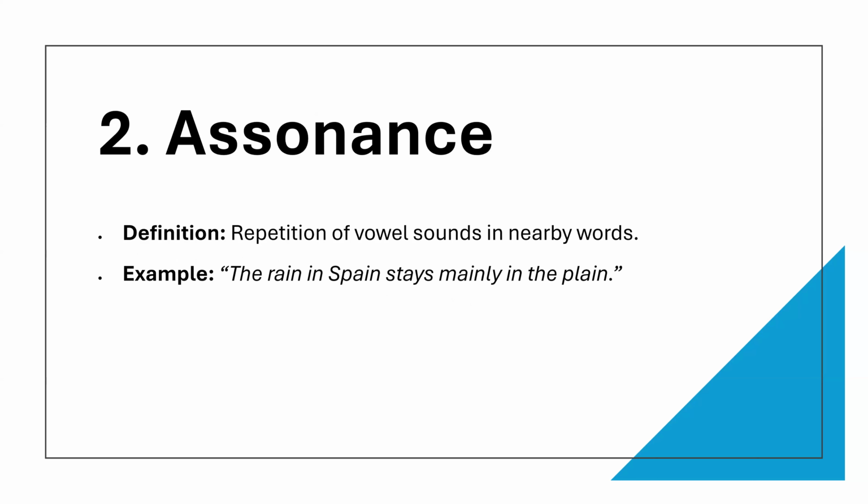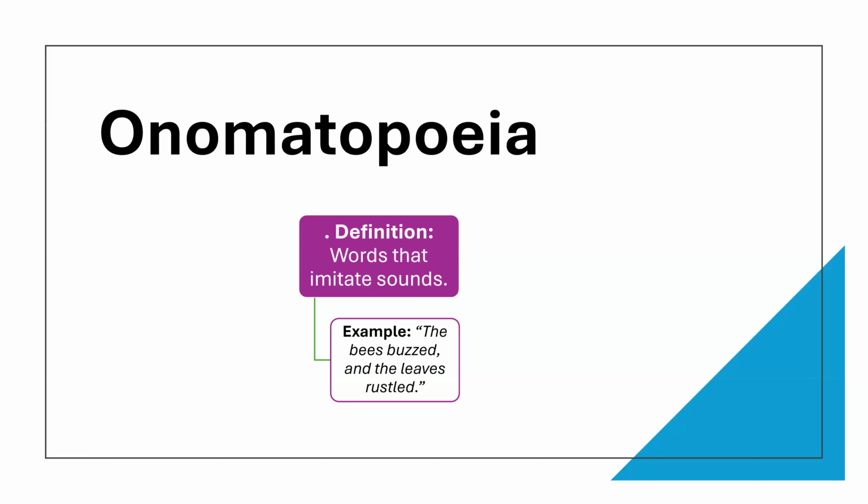And then we have assonance. Assonance is the repetition of vowel sounds in nearby words, like the rain in Spain stays mainly in the plain. That's from My Fair Lady, Henry Higgins teaching Eliza Doolittle. And then we have onomatopoeia, which is words that imitate sounds. So the bees buzzed and the leaves rustled. When you hear a bee, it has this buzzing sound, and that's why they use the word buzzed for it. That's onomatopoeia.